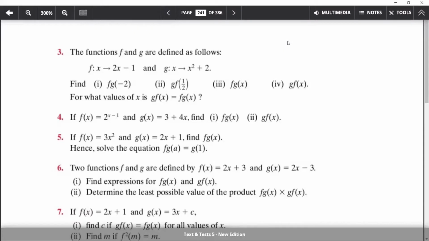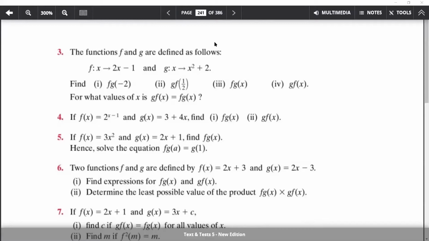Okay, go to page 241 and look at question 3. The two functions are defined as f of x is 2x minus 1, g of x is x squared plus 2, and they've asked us to evaluate f after g of minus 2. So what you'll do there is plug minus 2 into g. You get minus 2 squared, which is plus 4, plus 2, that's 6. And then you plug the 6 that you get into the second function. So you'll get 2 times 6 minus 1, which is 12 minus 1, which is 11.